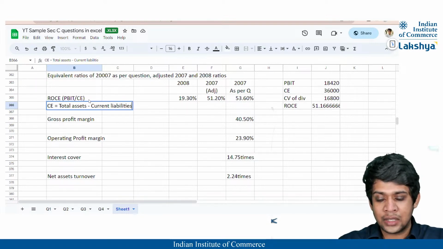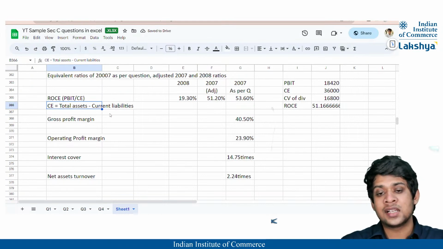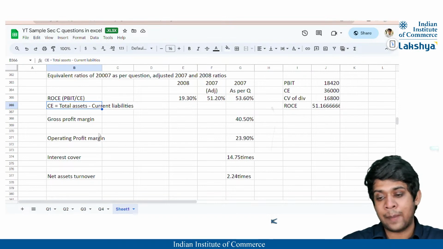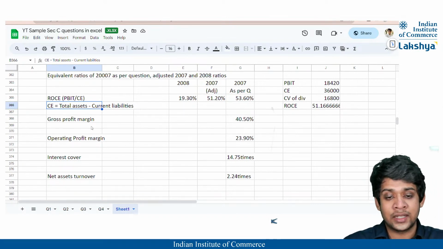Otherwise, there are two ways of calculating the capital employed. One is this formula and the other one is nothing but your equity plus the interest bearing finance, that is nothing but non-current liabilities. So equity plus non-current liabilities will also be treated as your capital employed, but here they are specifically mentioned, so we are calculating it like this.